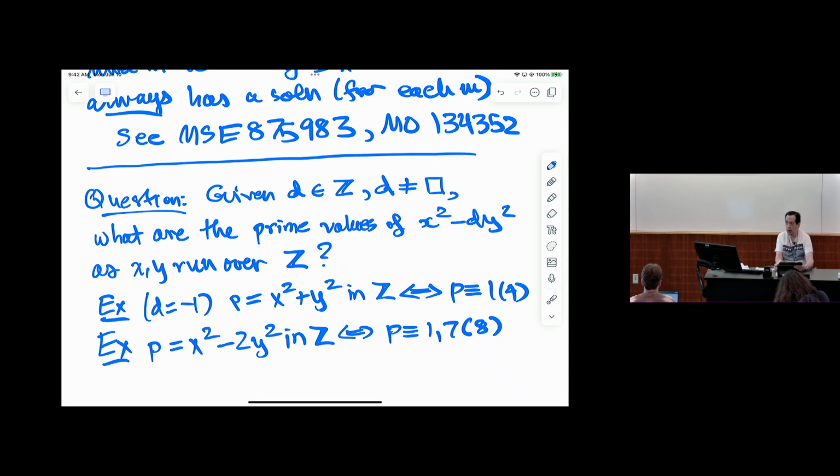You look at the right side, and that reminds you of the rule for when -1 is a square, d is -1. And in the second example, 1 or 7 mod 8 is the rule for when 2 is a square mod p, and the equation on the left side involves d equal to 2. So there's some connection.